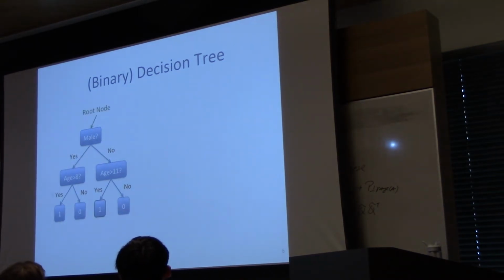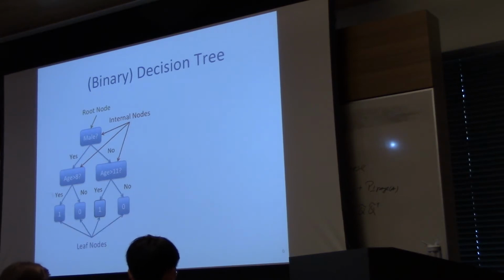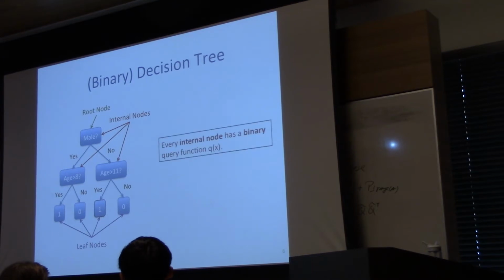How it works. A little bit of terminology. You have the root node, and these are called the internal nodes. So the root node is also an internal node, and these are called the leaf nodes. The predictions are made only at the leaf nodes. Every internal node is associated with a binary query function, which we could call Q of x, where x is the input instance. And each leaf node has a prediction. In this version of binary classification, you have 0 or 1.